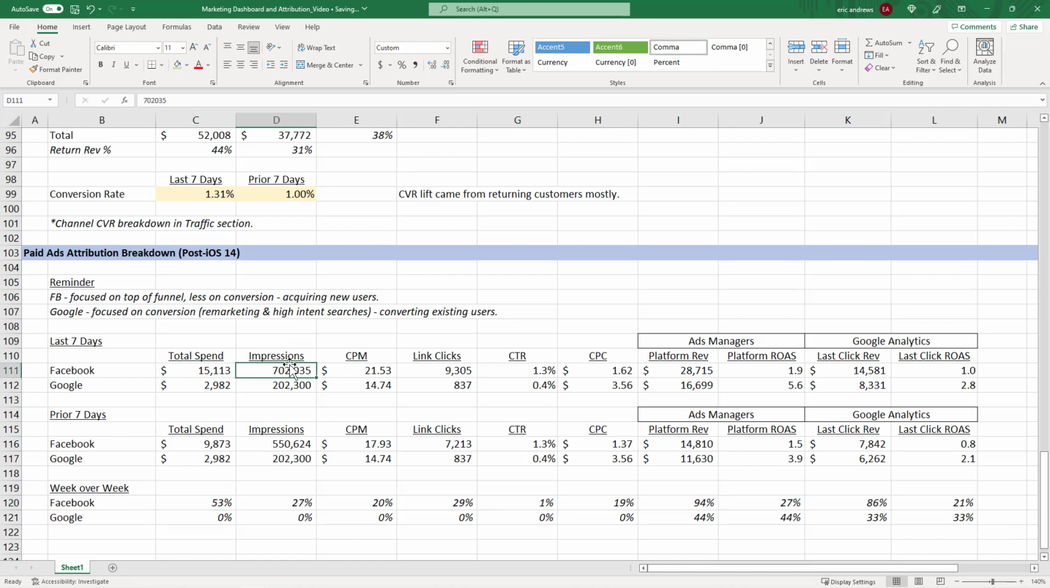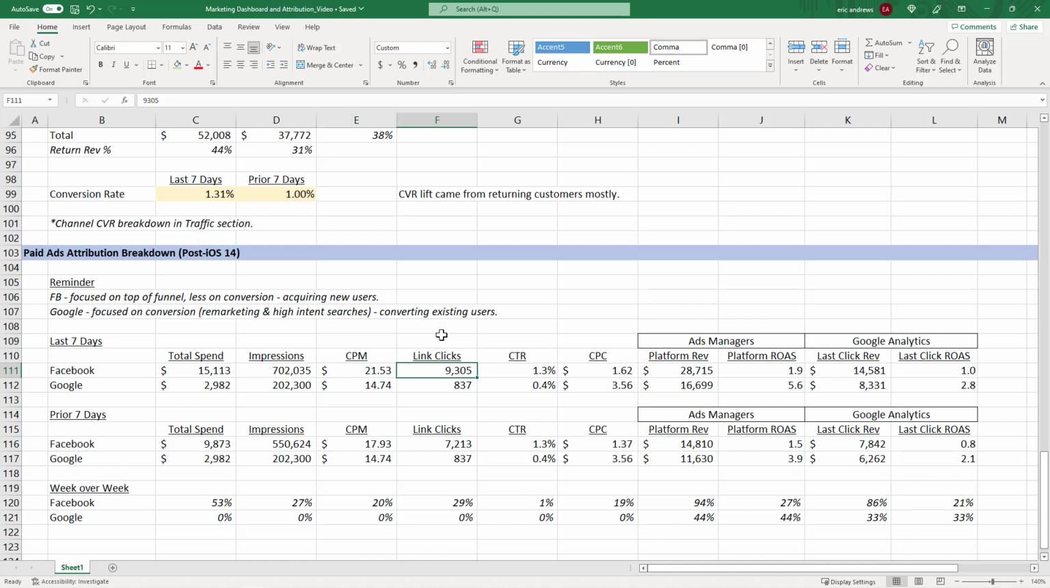Impressions, these are the number of people that we actually showed our ads to. And the CPM is called the cost per mil, and it just means how much you paid on average to show an ad to 1,000 people. So a CPM of $21 is the type of CPM you see. Sometimes CPMs are much higher than this number, but we're saying that we paid $21 to show our ads every 1,000 times on Facebook.